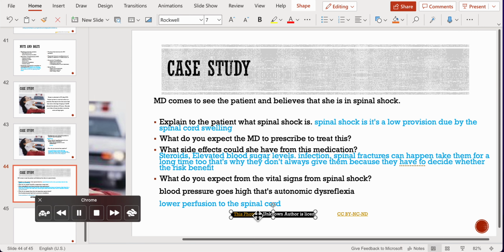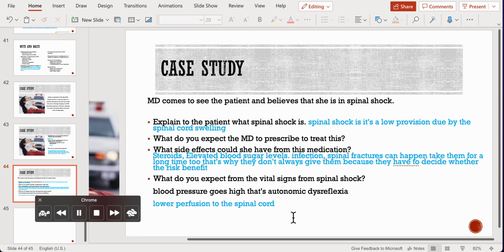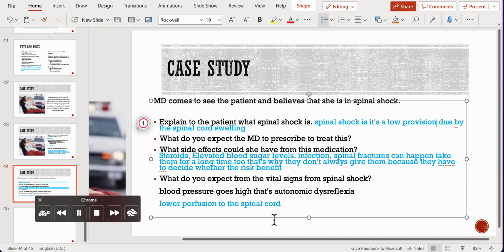MD comes to see the patient and believes that she is in spinal shock. Explain to the patient what spinal shock is. Spinal shock is a loss of perfusion caused by the spinal cord swelling. What do you expect the MD to prescribe to treat this? What side effects could she have from this medication? Steroids: elevated blood sugar levels, infection, spinal fractures can happen, and they take them for a long time too. That's why they don't always give them, because they have to decide on the risk versus benefit.